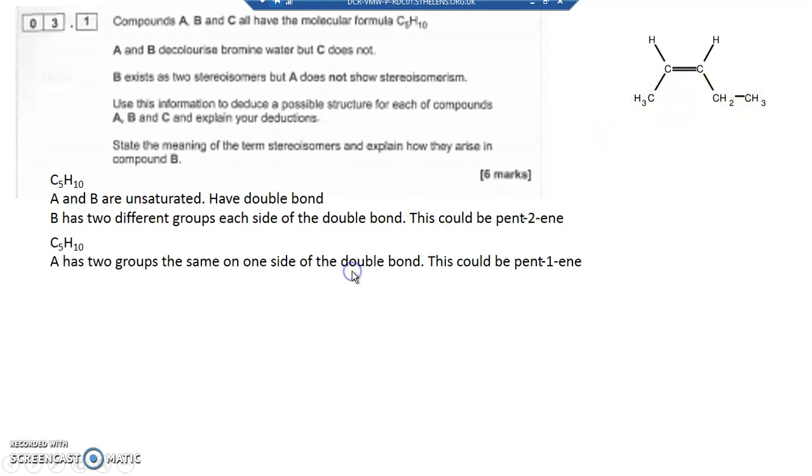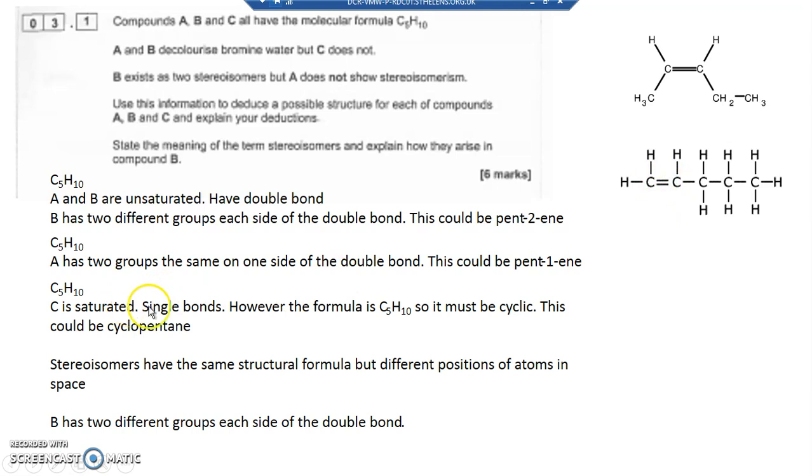Let's now have a look at A. A has two groups on the same side of the double bond which are the same, so it could be something like pent-1-ene. Let's have a look here. The carbon to the left of the double bond, yes indeed, does have two hydrogens, two groups that are the same, so it's not going to show stereoisomerism, it's not going to show geometrical isomerism, even though it will decolorise bromine water because it's got a double bond.